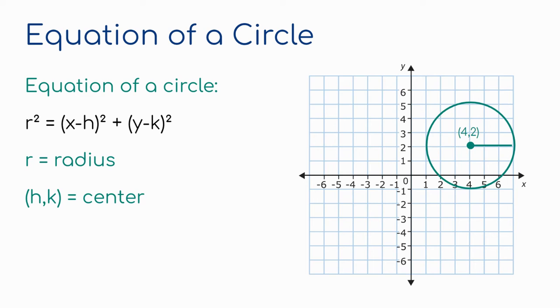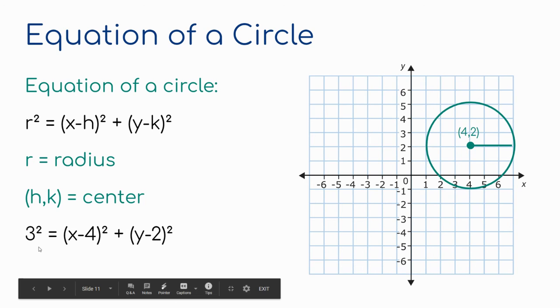We're going to plug those numbers into our equation. For r, we're going to plug in a 3. For h, we're going to plug in a 4. And for k, we're going to plug in a 2. So now we've got 3 squared, r squared, equals x minus 4 squared plus y minus 2 squared. So we're almost done. We've got only one more step.